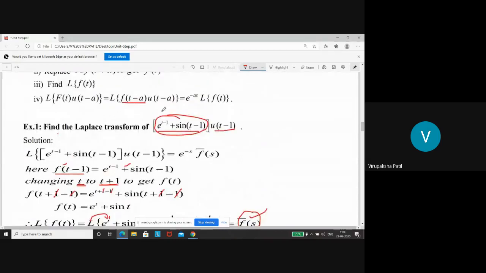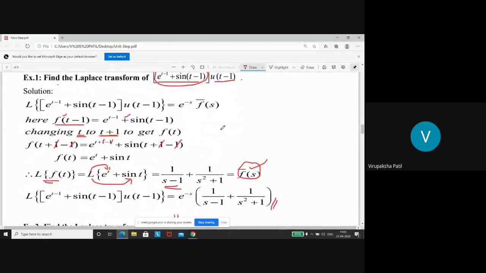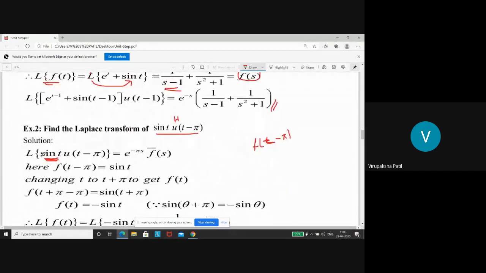So what happens according to the property? Which property? According to this second property, what you have to do? This is your f of t minus pi. Here a is equal to pi, therefore what you are going to write is e to the power minus pi s into f bar s. Now this is what we have to find, only this much, and you have to substitute here. Finding this is very, very important.